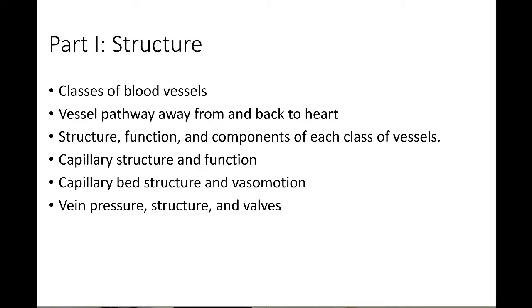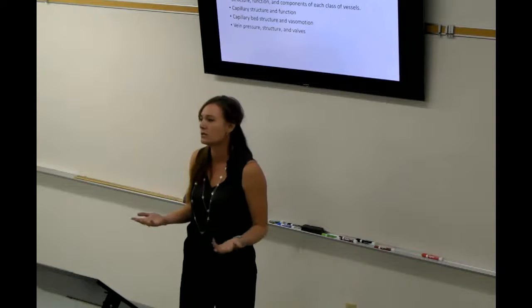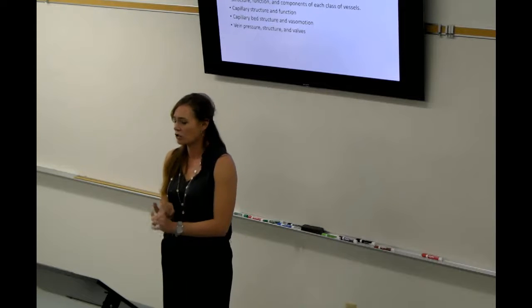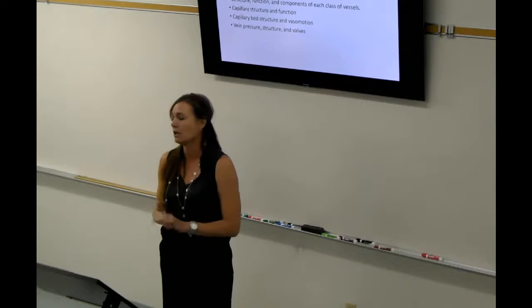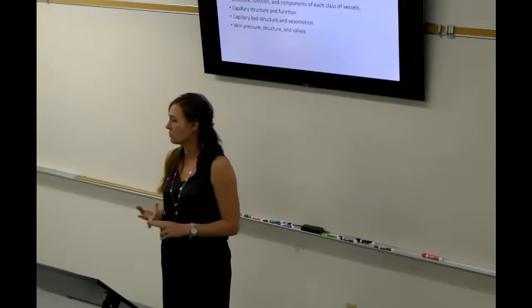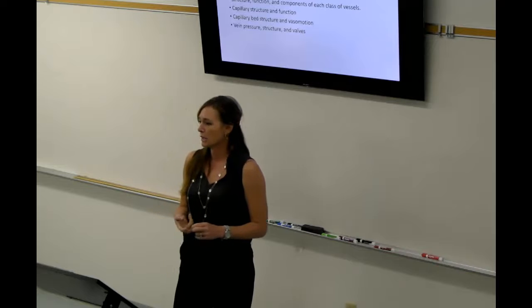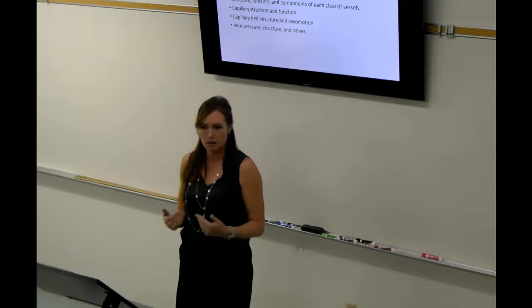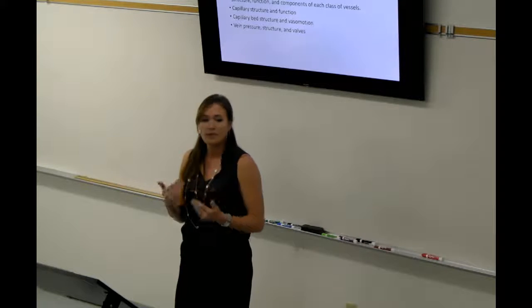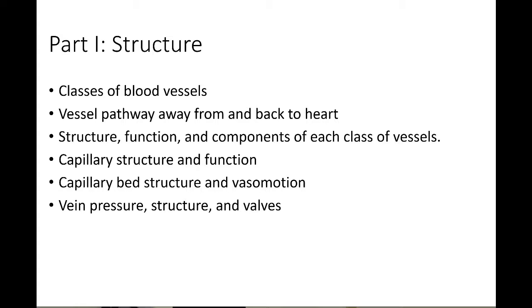So as far as structure goes, you should know to begin with, and it's not listed here though, the 3 layers. You should know that all of the vessels, except capillaries, will have the 3 layers. The tunica externa or tunica adventitia, same thing, will be the more connective tissue component. There's the tunica media, which is a smooth muscle component. And then there's the tunica intima, which is the endothelium, and it's the innermost layer touching the blood.